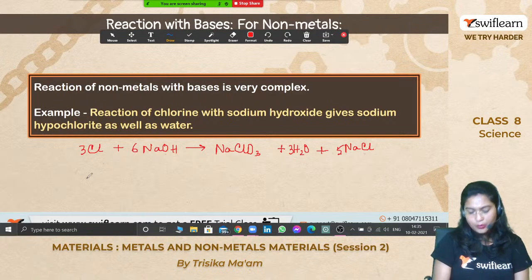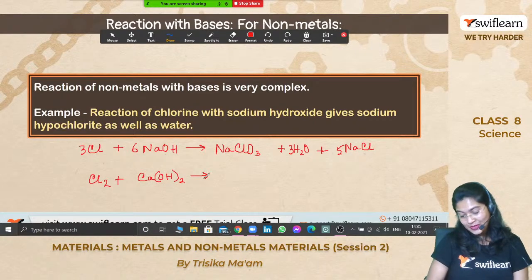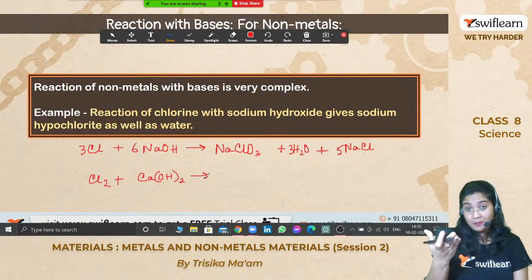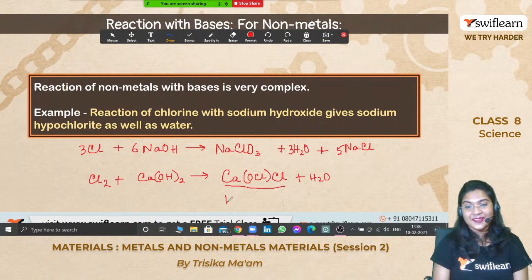And can you tell me how chlorine reacts with another base? Let me take another base, that is calcium hydroxide. It is very important, and that is why I'm telling you. It is very interesting also. We generally use the product in our daily life. So what is the product here? CaOCl Cl plus water. Do you know what this CaOCl Cl is? It is the formula of bleaching powder.